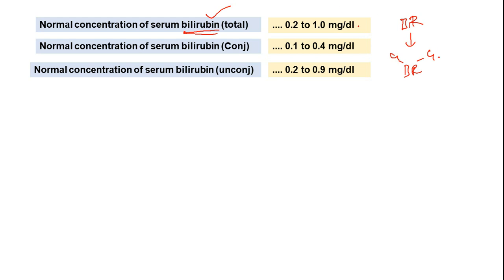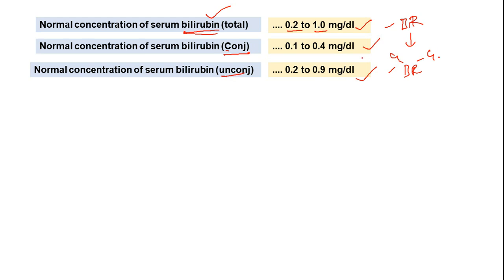Normally the total bilirubin level, meaning unconjugated as well as conjugated together, varies between 0.2 to 1 milligram per deciliter, whereas if you see them separately, conjugated can be 0.1 to 0.4 milligram per deciliter, and unconjugated 0.2 to 0.9 milligram per deciliter.